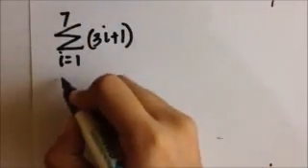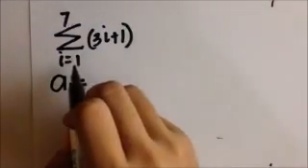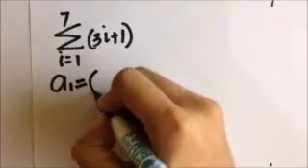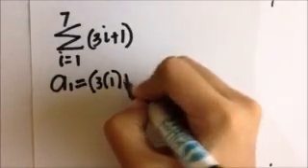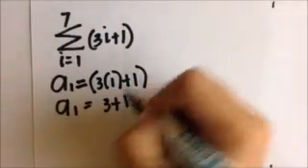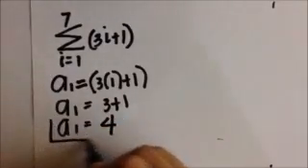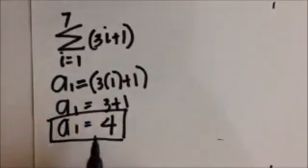I will give you an example: given the summation of 3i plus 1 taken from i equal to 1 to 7. First, you must find the first term, or a1. You just substitute the value of i is 1. And 3 times 1 plus 1, a1 is equal to 3 plus 1. a1 is equal to 4. This is the first term.